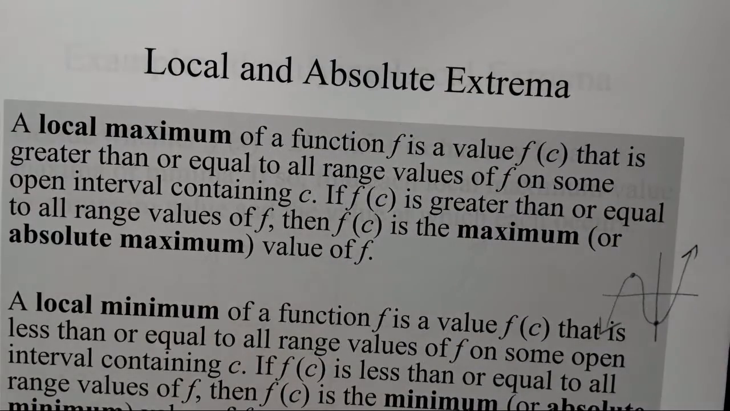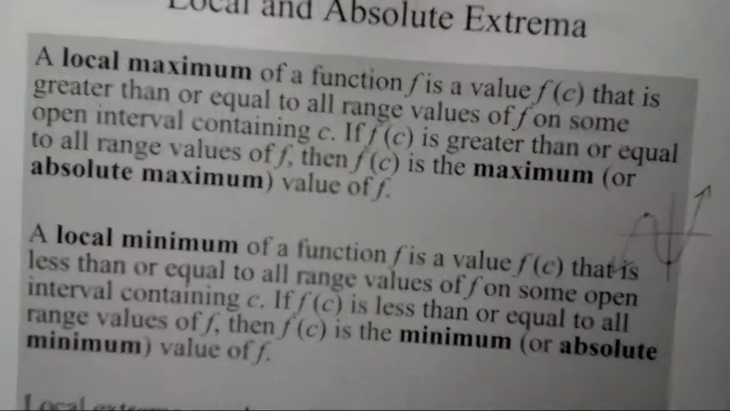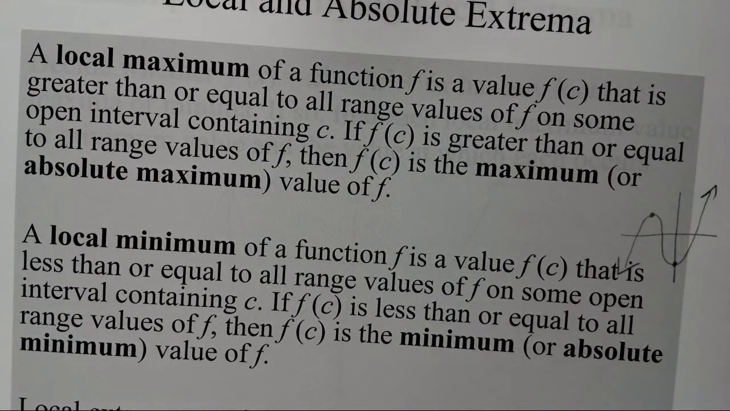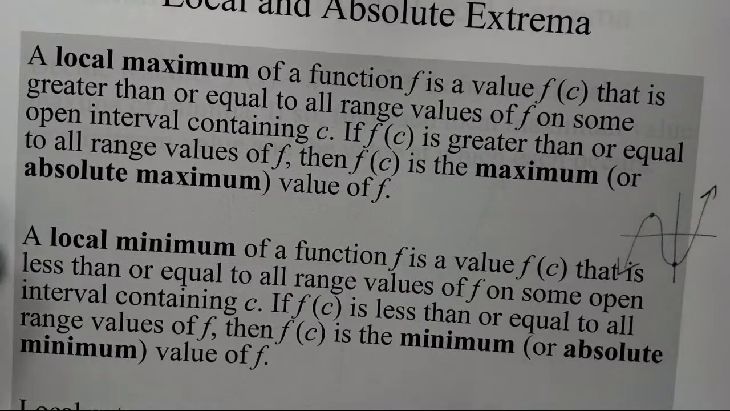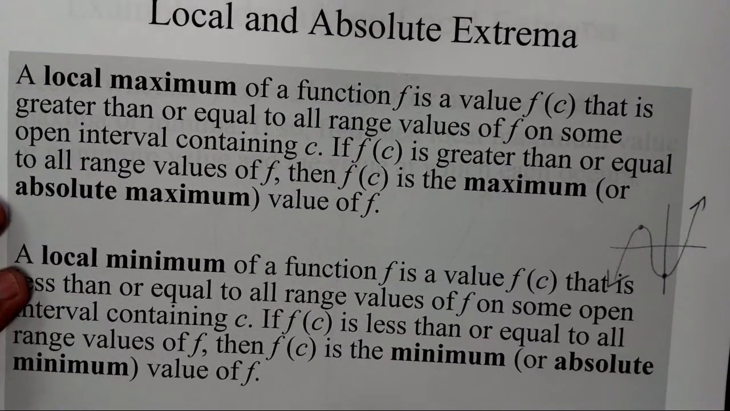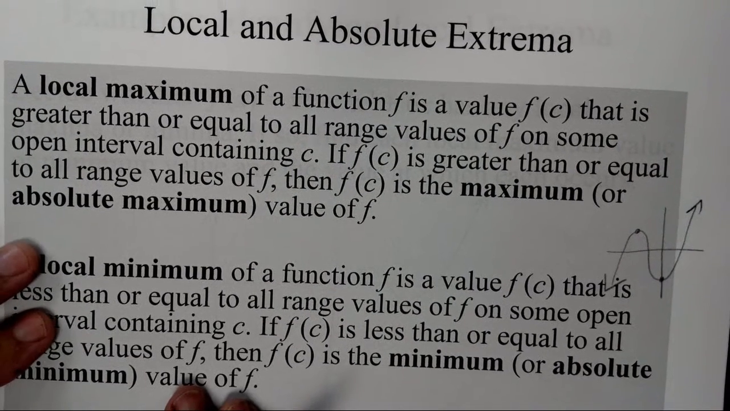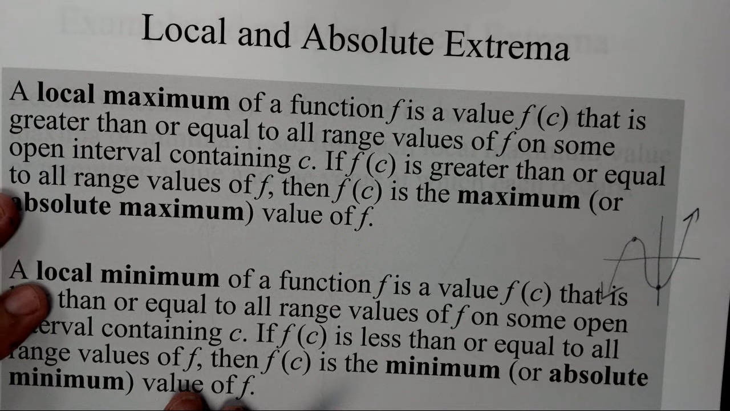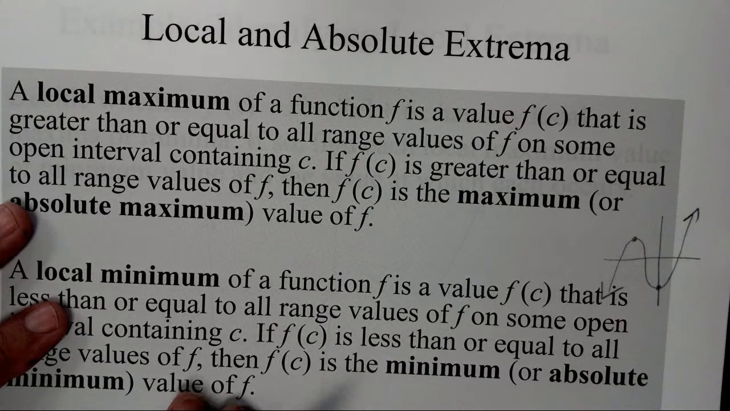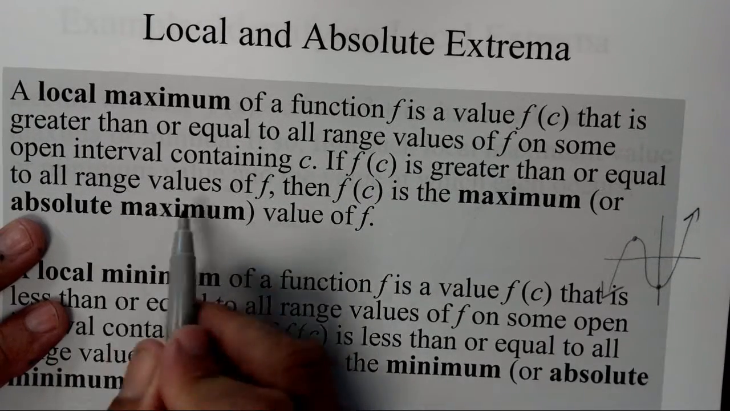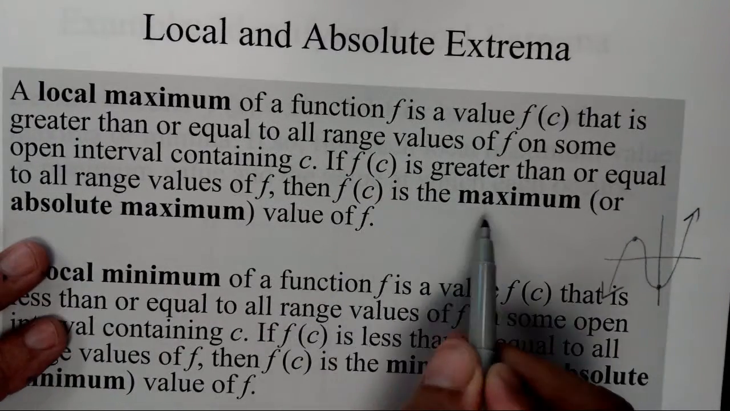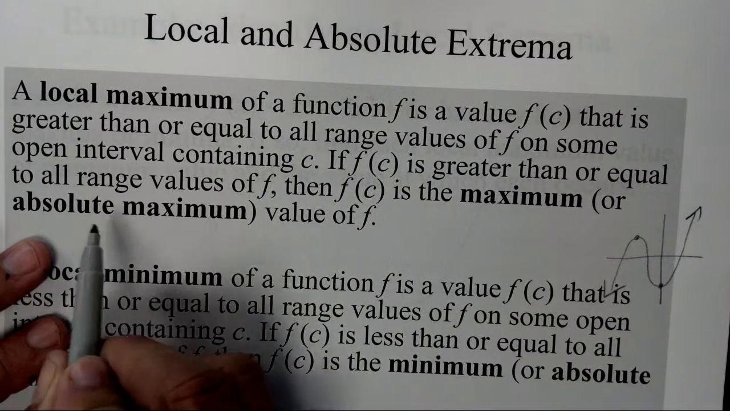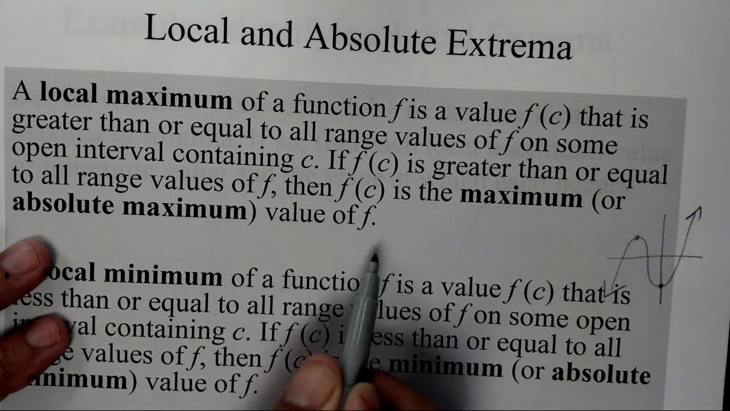Okay, local and absolute extrema. A local maximum of a function, f of x, is the value f of c that is greater than or equal to all range values of f on some open interval containing c. If f of c is greater than or equal to all range values of f, then f of c is the maximum, or called the absolute maximum value of f.